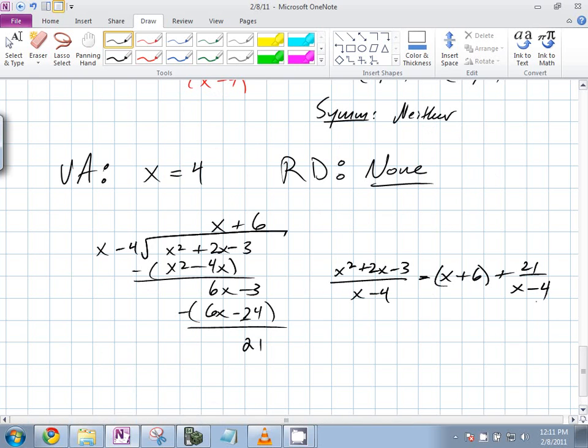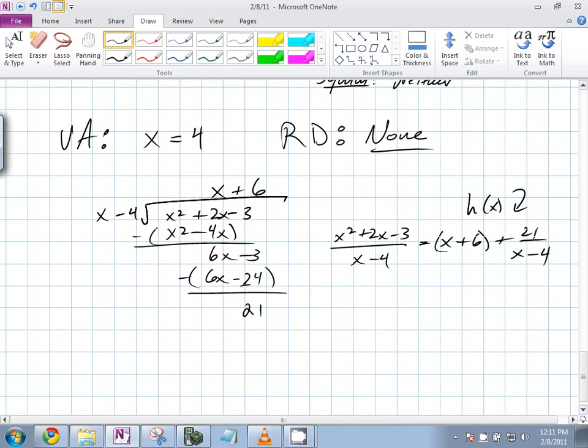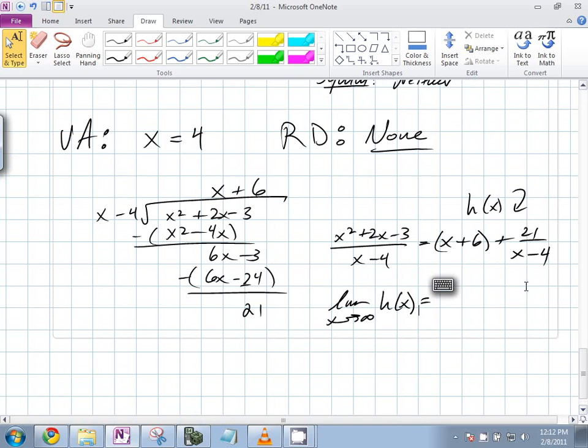So if this right here, let's call that, what did we say this was? Do we give it a name? h of x. So this is h of x right here. So what is the limit as x goes to infinity of h of x? x plus 6. Because what happens to this as x gets huge? What does it get infinitely close to? 0. It gets less and less significant. So we have x plus 6.